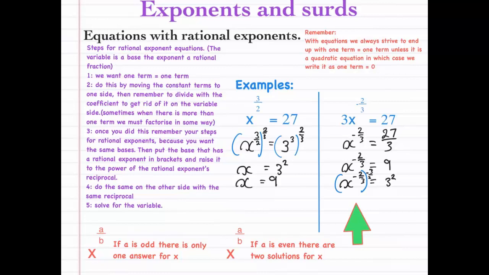And we do exactly the same on the other side. So minus 3 over 2. And then we just multiply those out. And then we have x equals 1 because a minus 2 over 3 times a minus 3 over 2 is a 1.